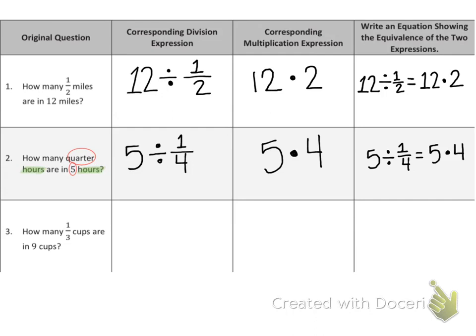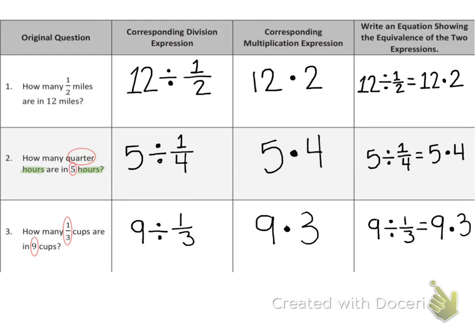And the last one that I'm going to do with you: how many 1/3 cups are in 9 cups? I already know I'm dividing 9 by 1/3, 9 divided by 1/3. And again, I'm splitting it up into thirds, and I want to know how many 1/3 there are, and I cut it into thirds. So I'm going to do 9 times 3. And the two equivalent expressions are 9 divided by 1/3 and 9 times 3.